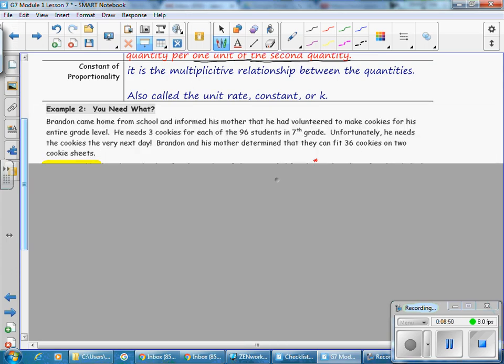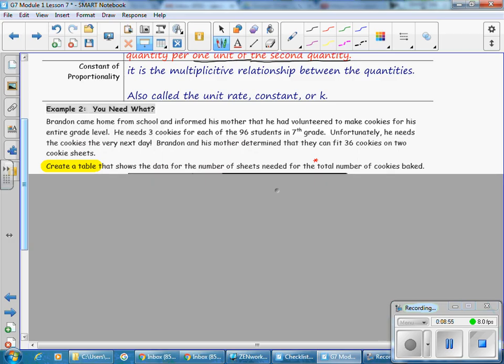In example 2, Brandon came home from school and informed his mother that he had volunteered to make cookies for his entire grade level. He needs 3 cookies for each of the 96 students in 7th grade. Unfortunately, he needs the cookies the very next day. Brandon and his mother determined that they can fit 36 cookies on 2 cookie sheets. Create a table that shows the data for the number of sheets needed for the number of total cookies baked.